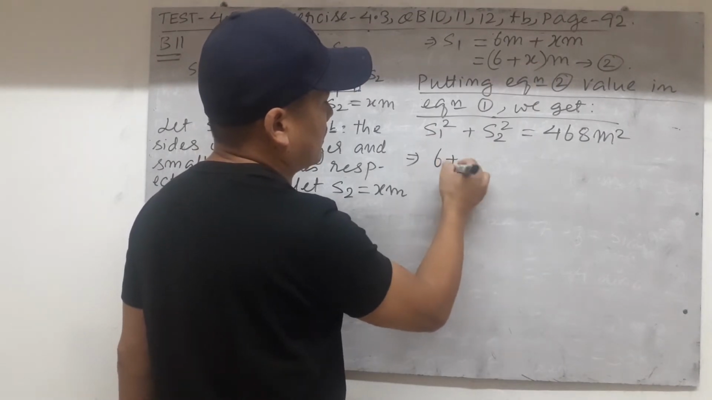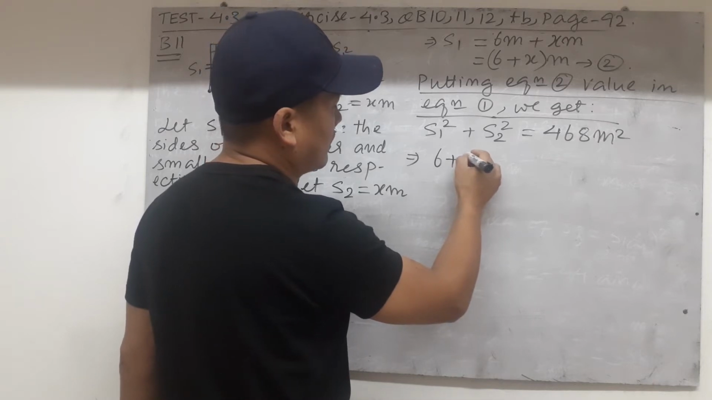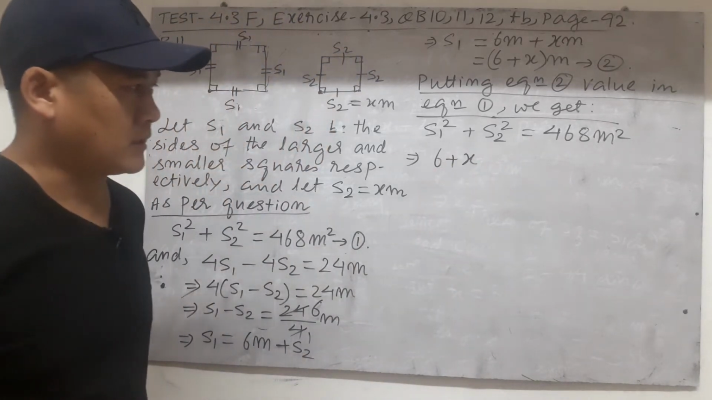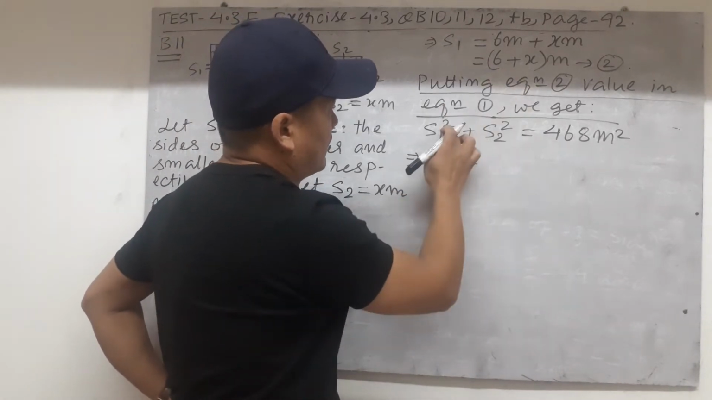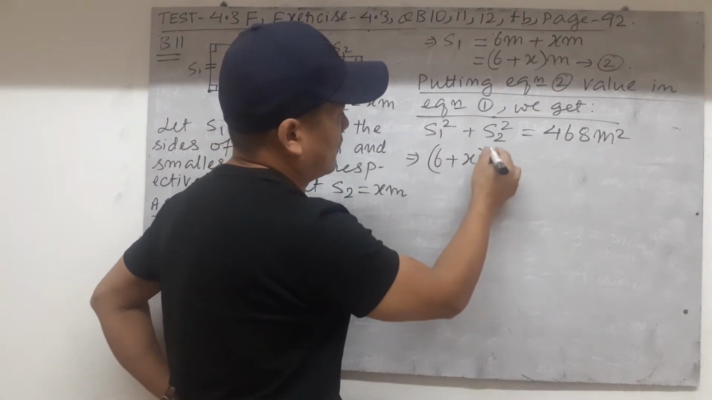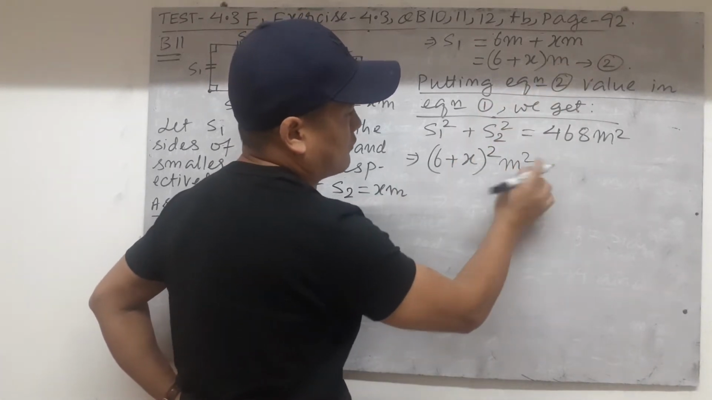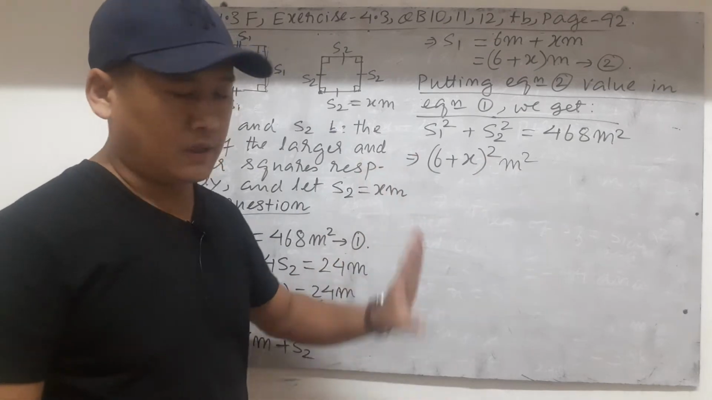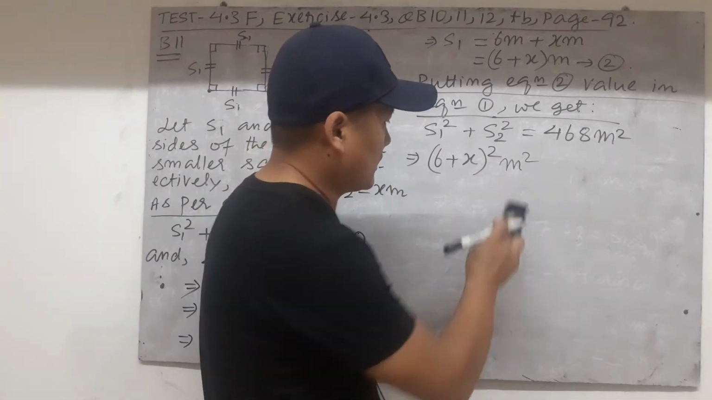So 6 plus x. Okay, 6 plus x. That is the s1, but it is s1 square. So you put your square. Because of this square, this meter also will become meter square. Don't write this one. This meter square, don't write. I want to shorten the steps. So this meter square is there. Keep that in your mind.